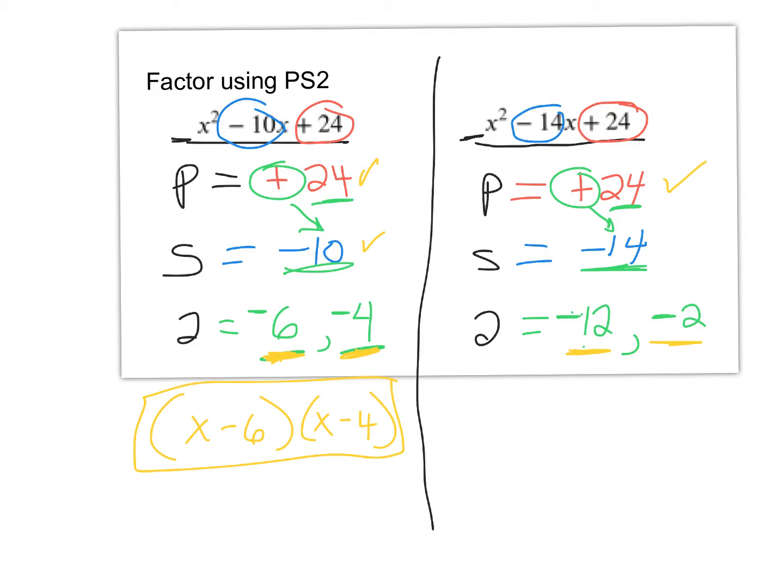Negative 12 plus negative 2 is negative 14, so we know we're good there. So we're going to have (x - 12)(x - 2). And there it is.